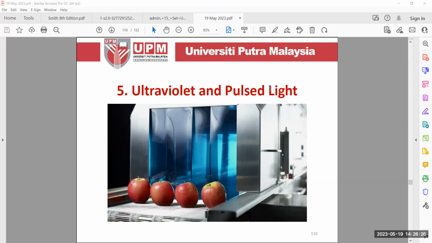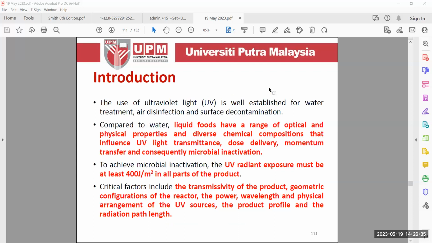You can turn off and turn on, turn off and turn on. That is what it means by pulse. Okay. So previously, UV was only being used for water treatment, air disinfection, and surface decontamination. But of course, we have moved past that. We have used it on liquid food.